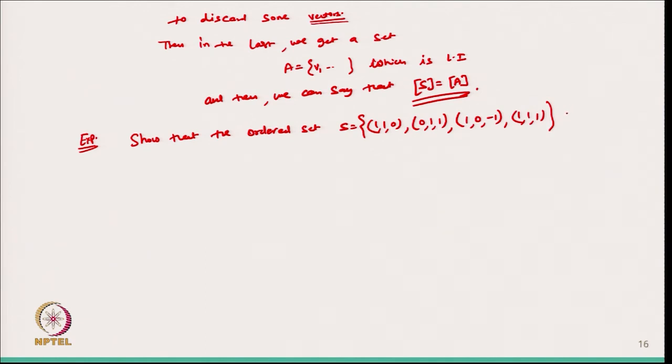I want to show that this set is LD, or maybe I can put two more elements, maybe (minus 1, 1, 1) and maybe (1, 2, 3), like this. Suppose I take these 6 vectors and I want to check whether they are LD or not. One procedure is taking the linear combination, solving, and then showing whether it is LD or not.